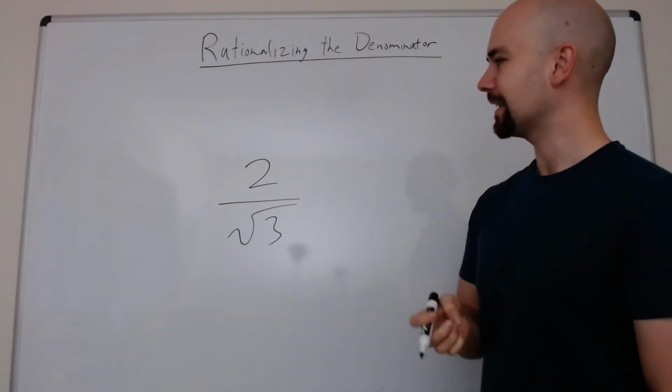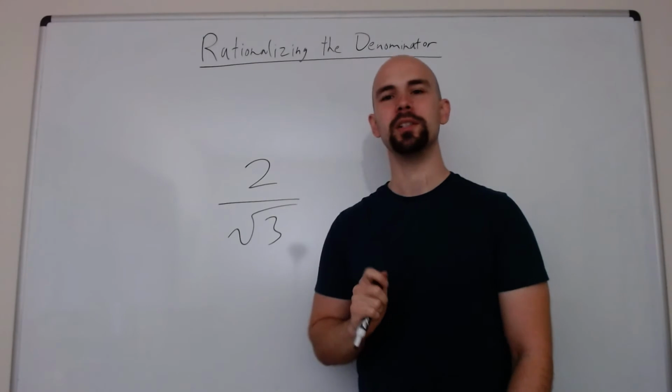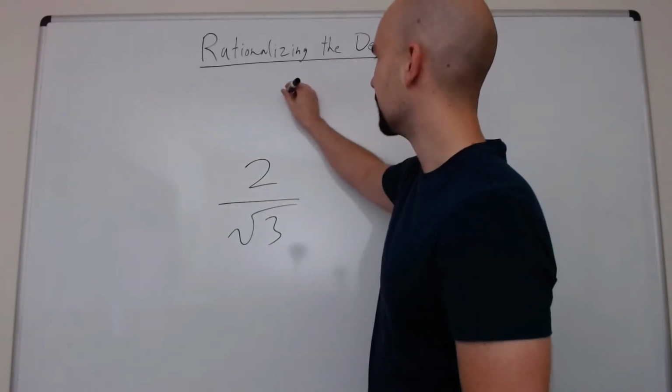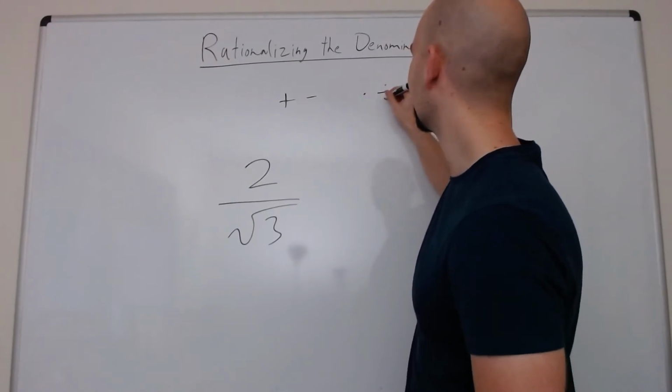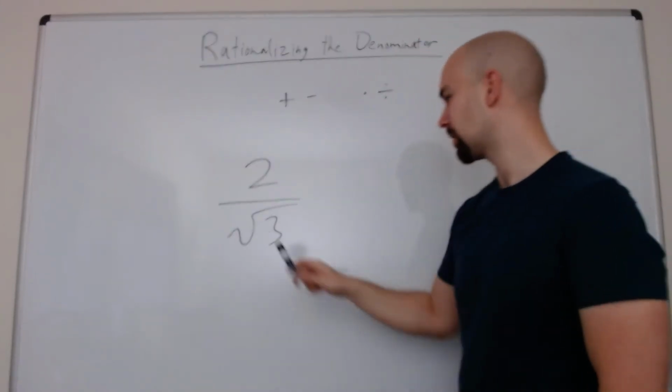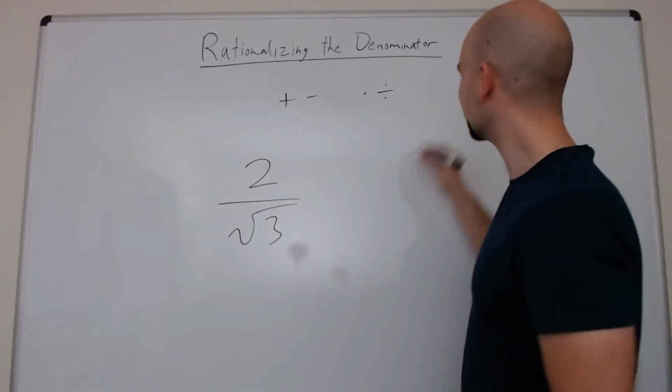So let's go back to our idea of inverse operations. The opposite of addition is subtraction. The opposite of multiplication is division. What is the opposite of square roots? It's squaring.